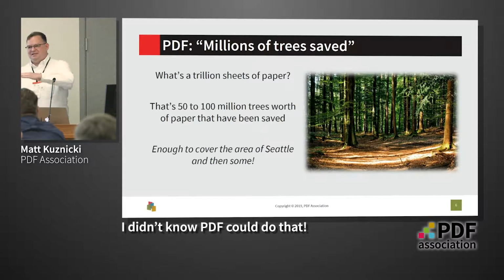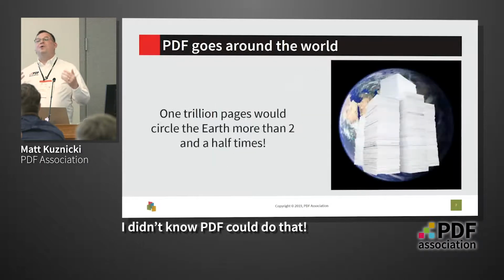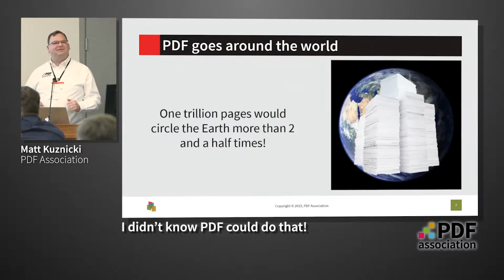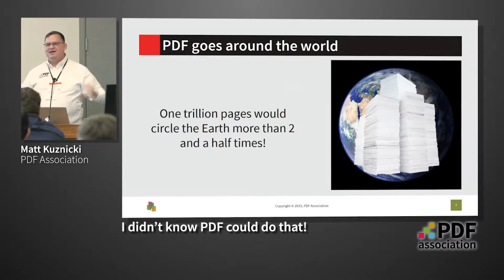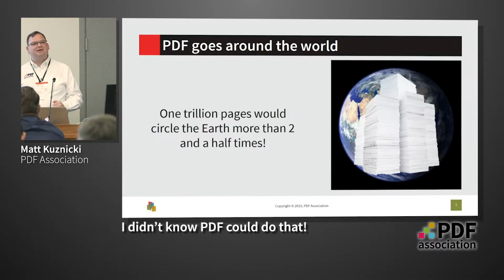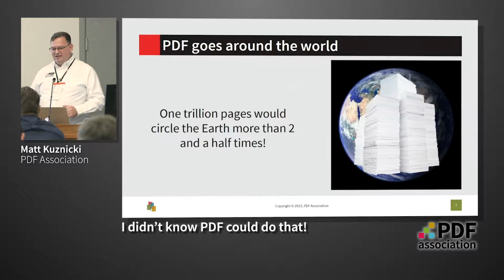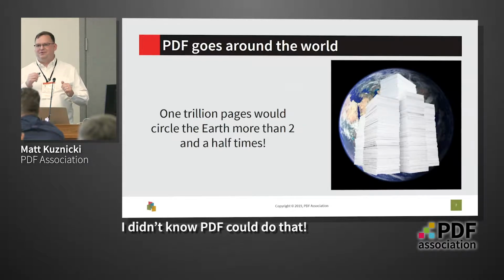If you want to think about stacking paper in reams really tightly, this would actually go around the Earth more than 2.5 times. It would look kind of weird to have a ring of paper around the Earth, never mind twice, but we've prevented with PDF enough pieces of paper from being printed that if we wanted to, we could do this.